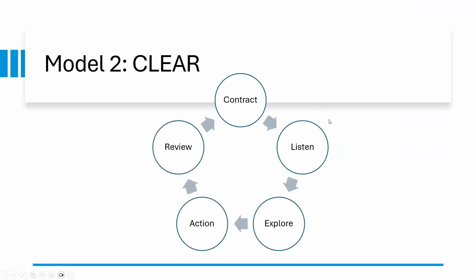So this is Peter Hawkins' CLEAR model, and he advocates for this both in terms of individual and team coaching as well. So the contract is our agreement. How do we work together? What's people's commitment? How much time are we going to do this? If we're talking about complex stuff, what's the confidentiality that sits around that? What's said in the room stays in the room.